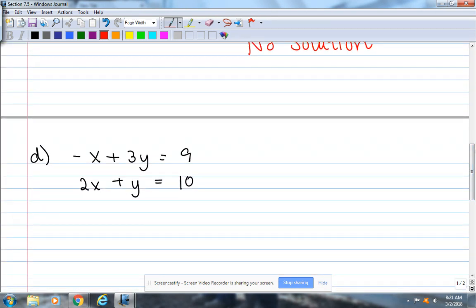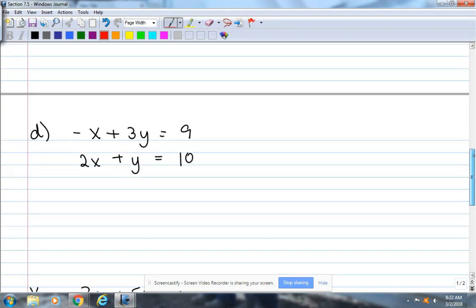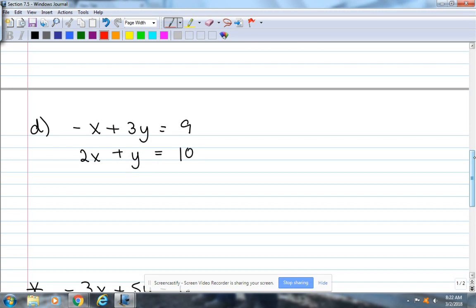Let's do this one. Do we want to eliminate x's or y's, do y'all think? I say x's too. They're already opposite signs. So what do I need to multiply the top row by to eliminate my x's? Just 2. So top row times 2. 2 times negative x is what? 2 times 3y, 6y. And 2 times 9 is 18. We're keeping the bottom the same.